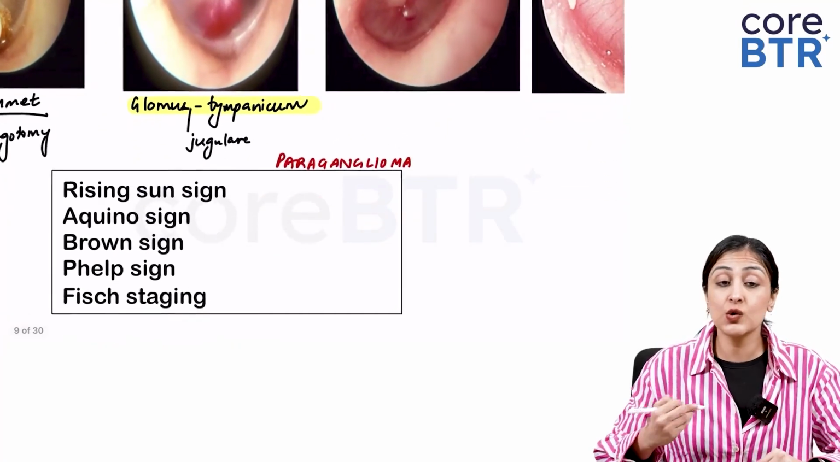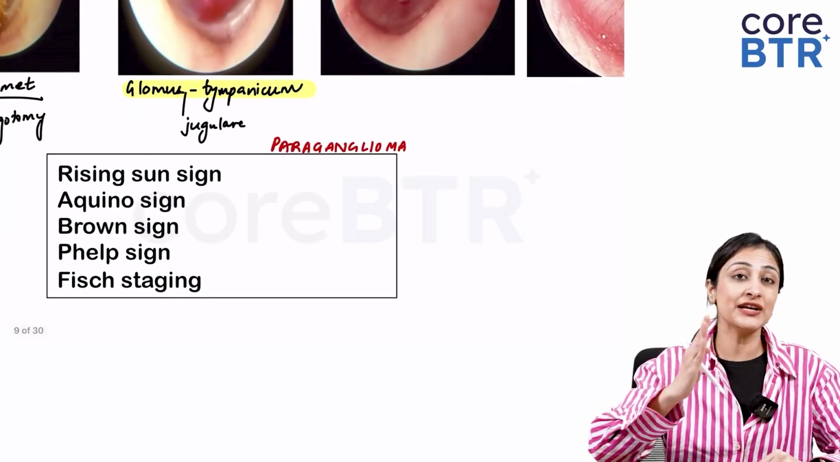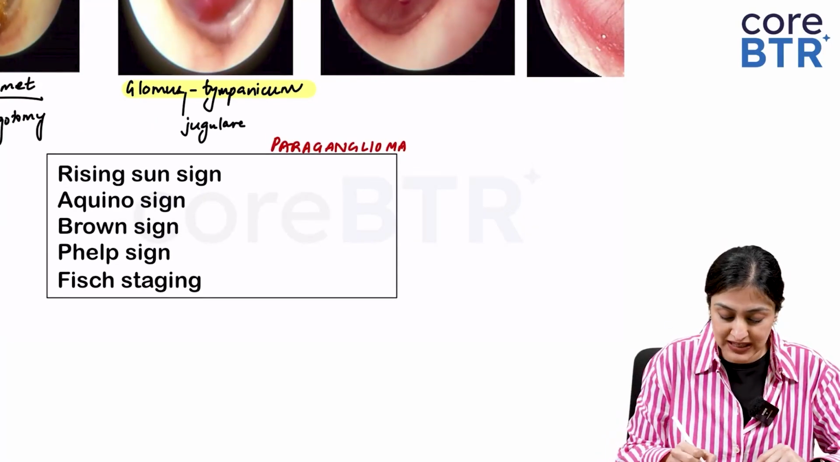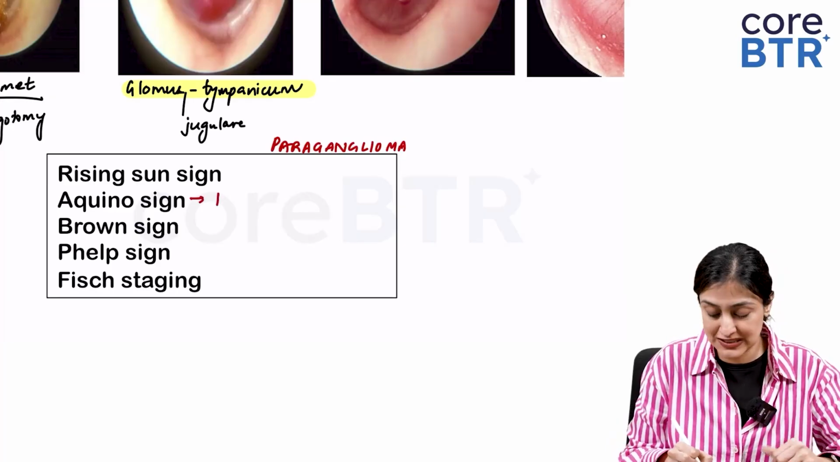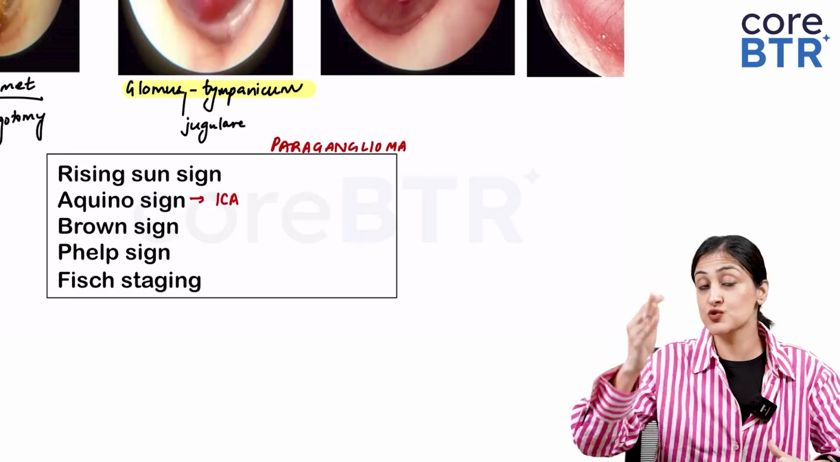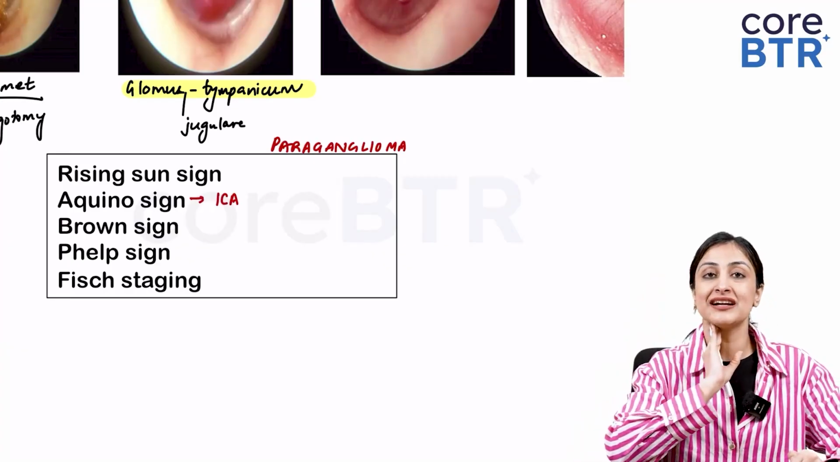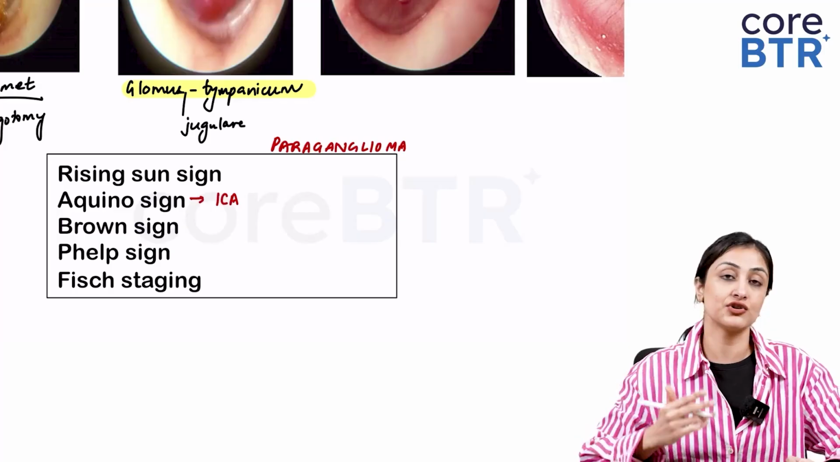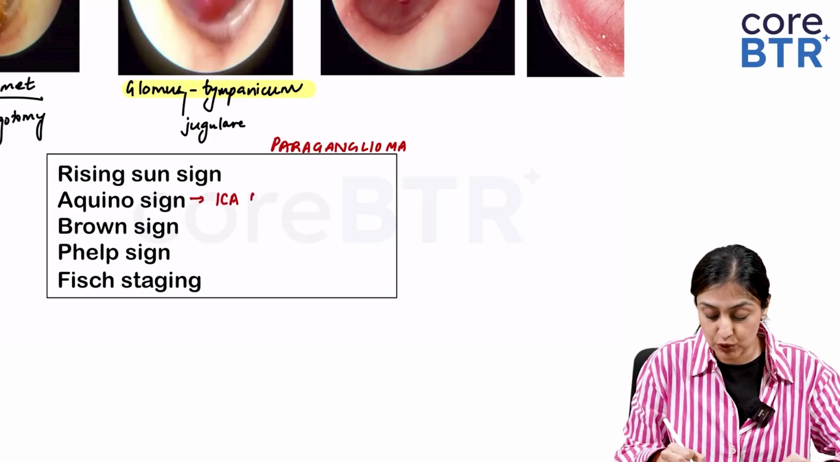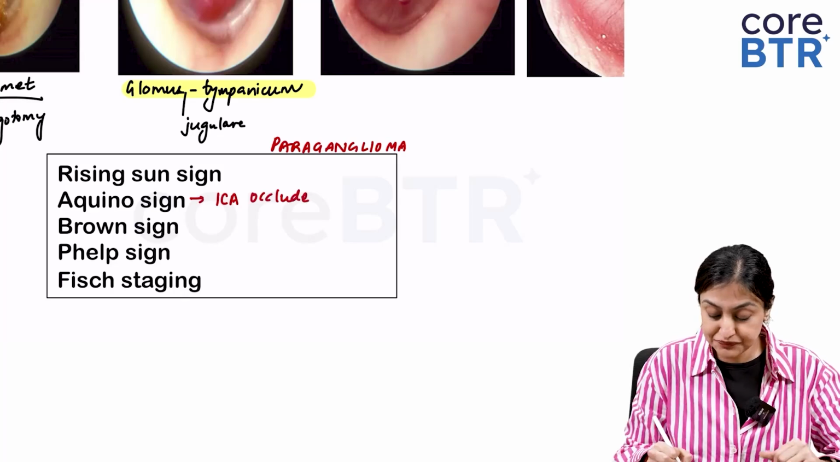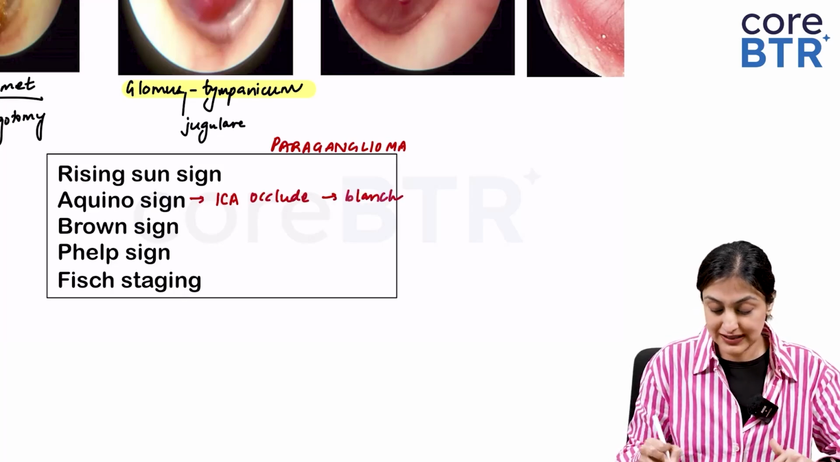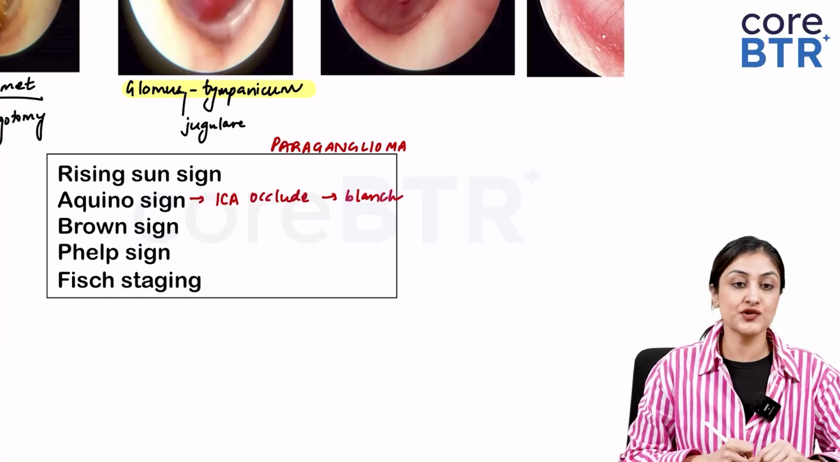Then what is the Aquino sign? Aquino, AQ, make it IC. So this is for the artery, right? So Aquino is the internal carotid artery, which is what is supplying this glomus. So they say that if you block the internal carotid artery or the common carotid artery, if you occlude it, what's going to happen? This lesion will blanch, right? So that proves that it's a vascular lesion.